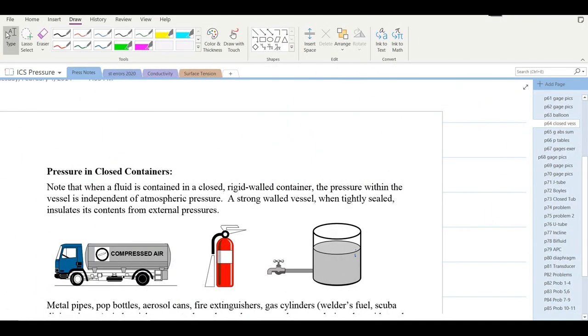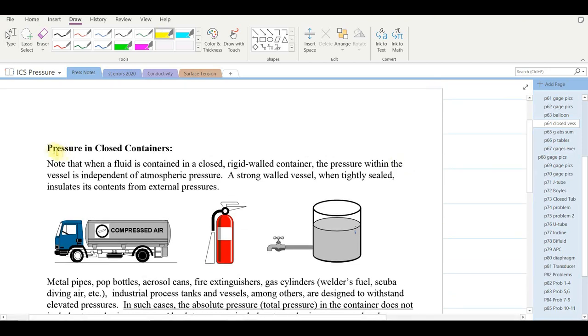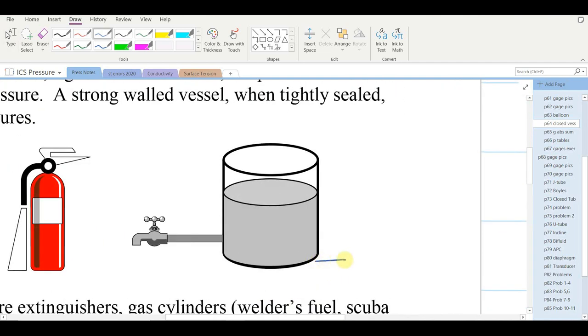Page 64, please. Pressure in closed containers. So picture this tank as being a steel tank. But if the lid is open, then the total pressure in the bottom of this tank, P absolute, would be the sum of the fluid pressure. This is rho G H. And if it's open to the atmosphere, if there's no lid on this, then we have the atmospheric pressure as well acting. And the absolute pressure is the gauge pressure, which is called rho G H, plus atmospheric pressure. Right?